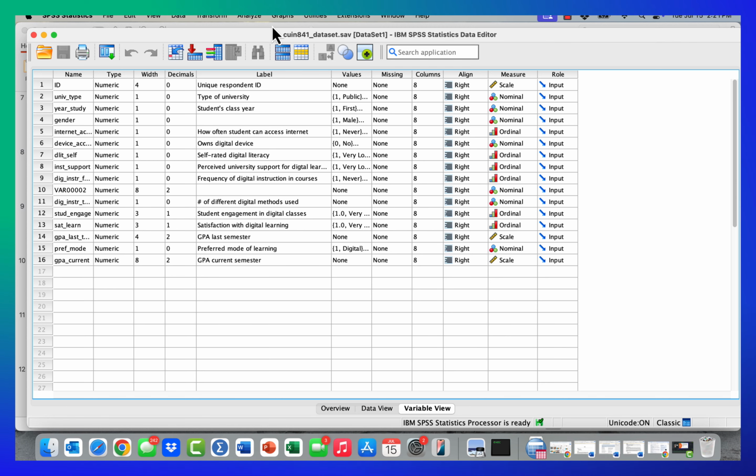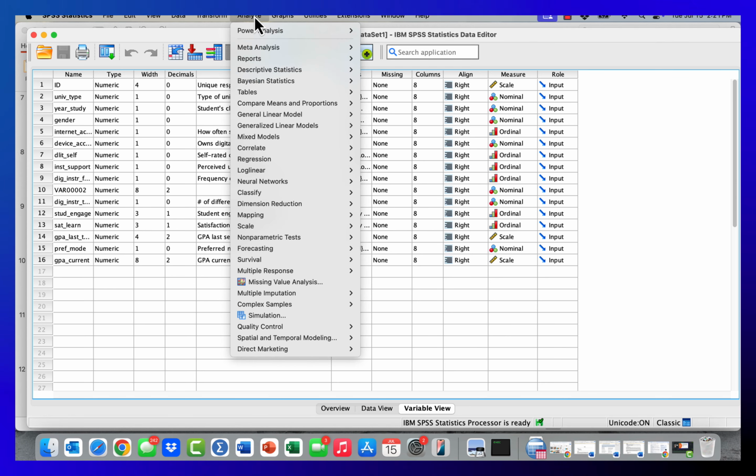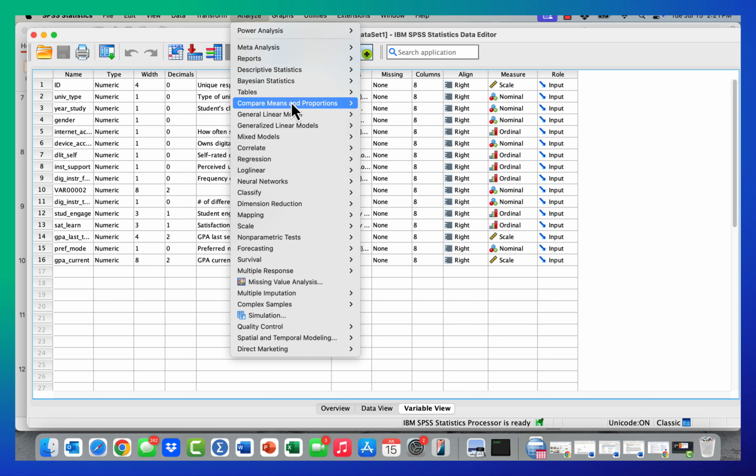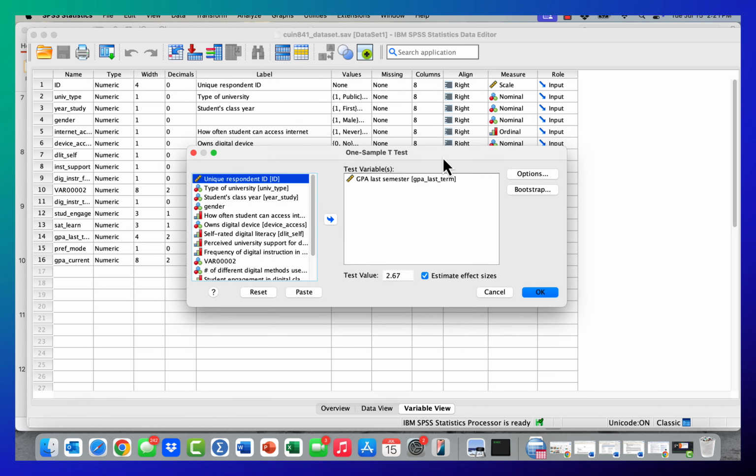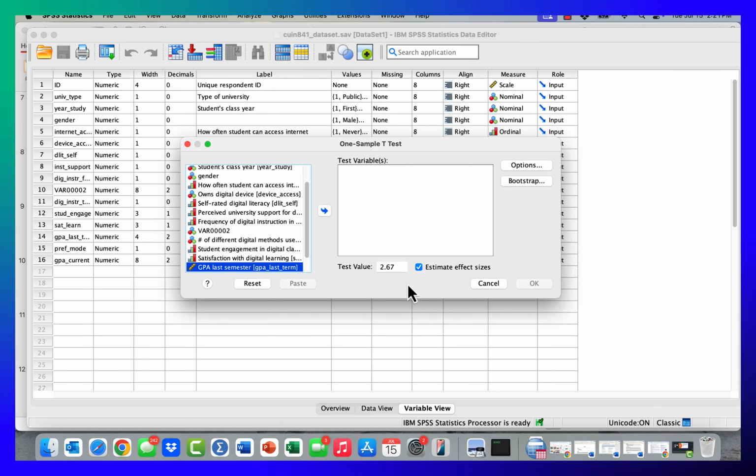Okay, here we are in SPSS. And so to run our single sample t-test, we go to Analyze, then we go to Compare Means and Proportions, and then we go to One Sample t-test. And that will pull up this dialog box. Oops, I had already run this earlier, so I'm going to take this out.